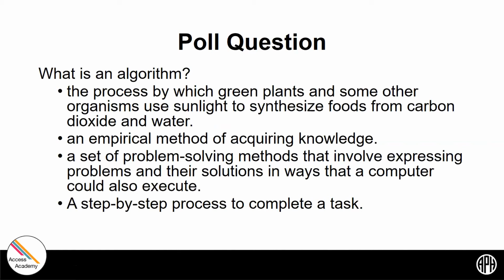So here is the question. One of the vocabulary words we talked about earlier is algorithm. So the question is, what is an algorithm? Pick the best choice. Is it a process by which green plants and some other organisms use sunlight to synthesize foods from carbon dioxide and water? Is it an empirical method of acquiring knowledge? Is it a set of problem-solving methods that involve expressing problems and their solutions in ways that a computer could also execute? Or is it a step-by-step process to complete a task? Which one of those is an algorithm?